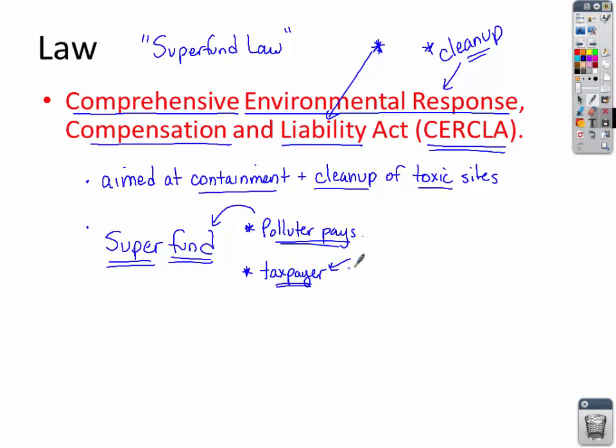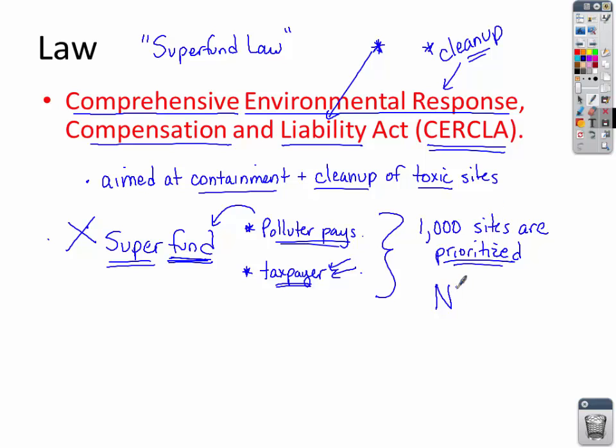Now it falls on the taxpayer to put money into this fund to clean up sites that industries have polluted. And the problem is the taxpayer does not have the money. So this fund is somewhat broken. There's too many sites out there that are designated Superfund sites, but there's not enough money to clean them up. So what happens is the EPA prioritizes 1,000 sites. We call that the National Priority List. Those top 1,000 sites are the only ones where there's money going into the cleanup.